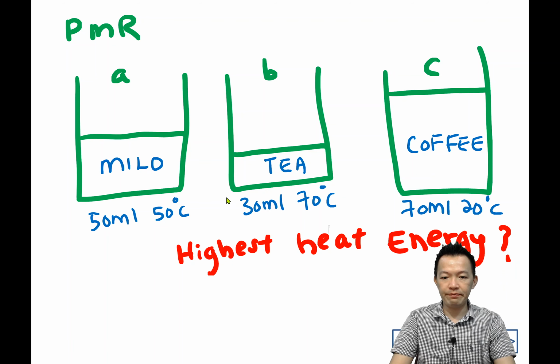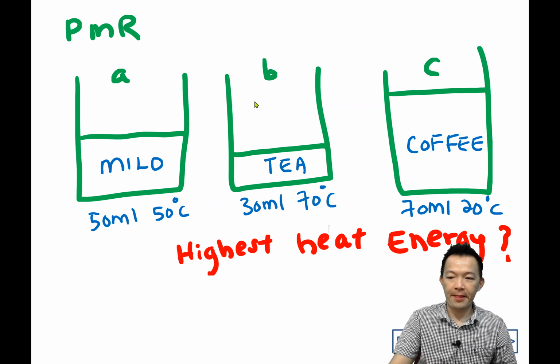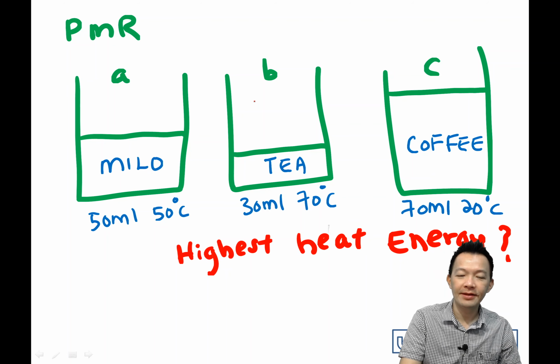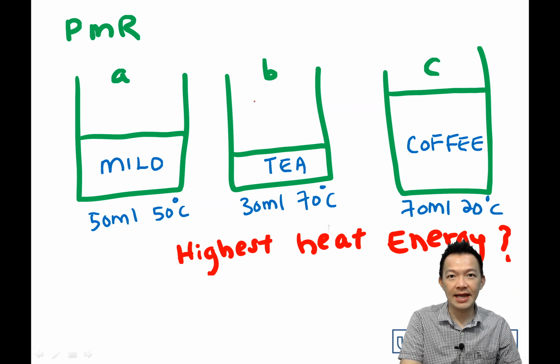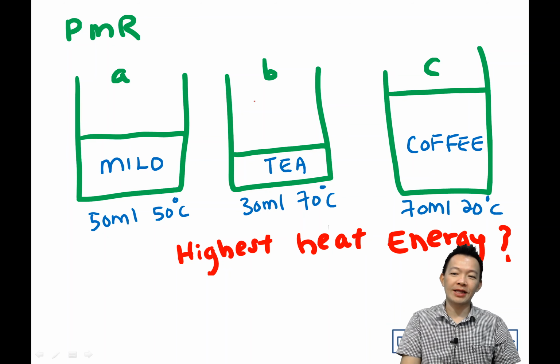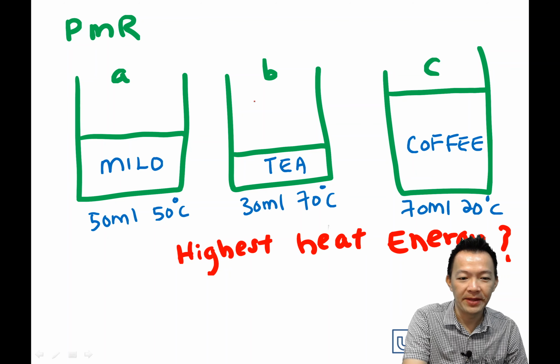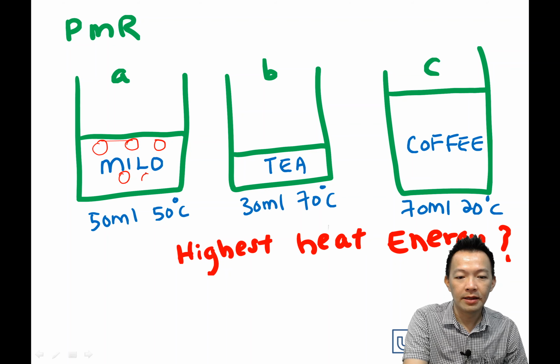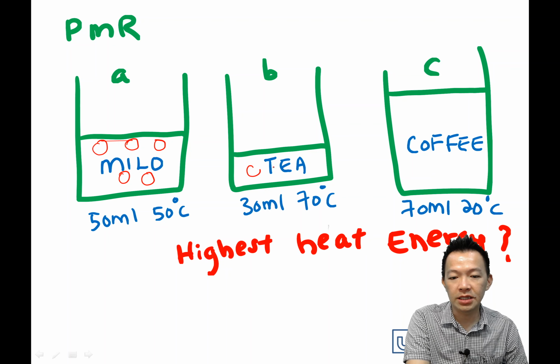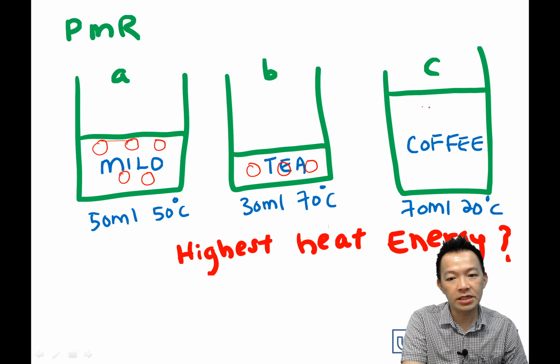Next 这一题怎样回答？A、B、C, which of the beakers contains the highest heat energy content? 哪一个 beaker 的热能最多呢？选一下 A、B、C。OK,很多人选 B,因为他看到70度,不可以这样子的。Let's say 50 ml is 5 particles, 30 ml will be 3 particles, 70 ml will be 7 particles.